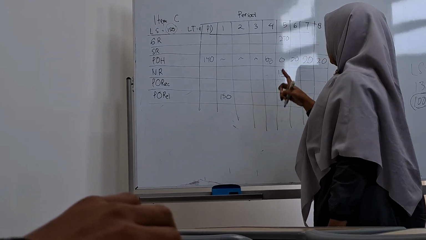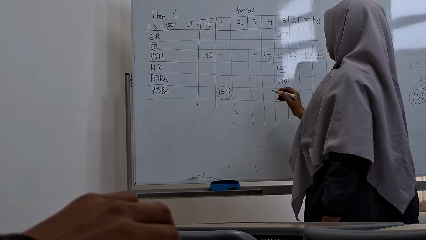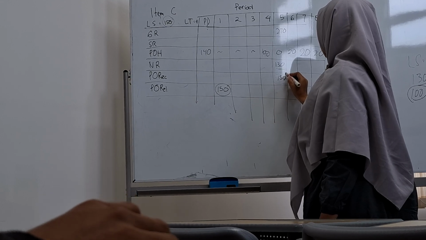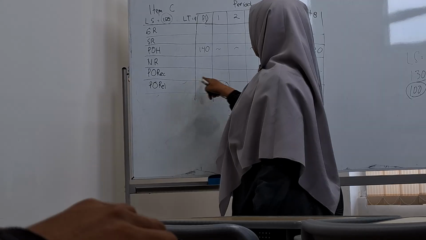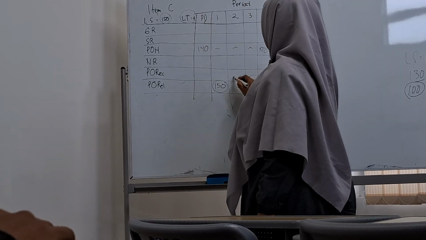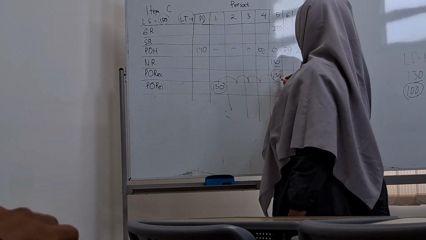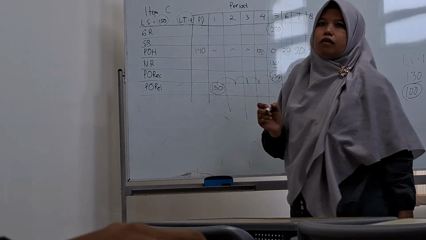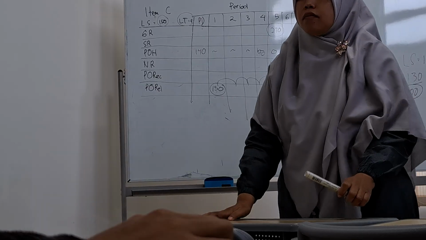Each order must be a minimum of 105. So 150, I'm sorry, 150, and the planned order release is adjusted by the lead time: 1, 2, 3, 4. So this will be received in period 5 to fulfill the order. What about D?